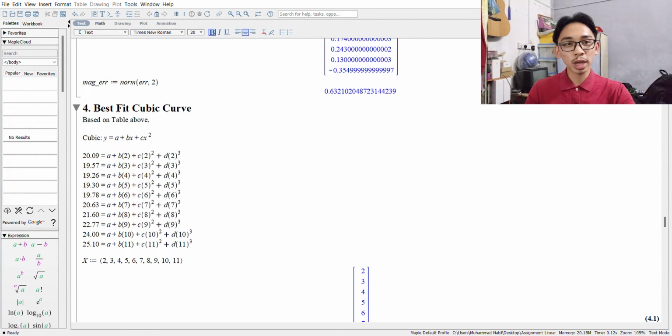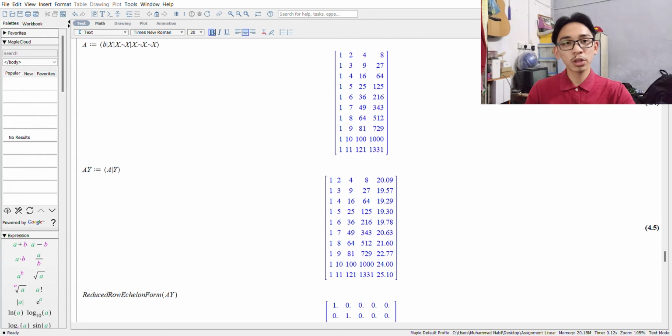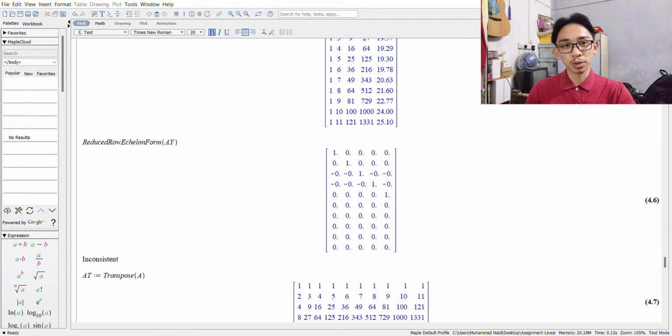And lastly, we look at the best fit cubic curve. We use the same steps as the quadratic and linear. First, we need to find the function model, which is y equals ax cubed plus bx squared plus cx plus d. We substitute the values of y and x into the equation, and then we convert the equation into matrix form, and then we will get like this. After that, we reduce by using RREF, and we will get like this.